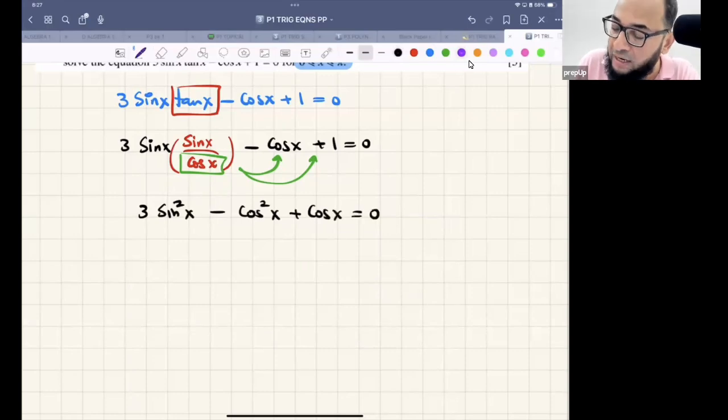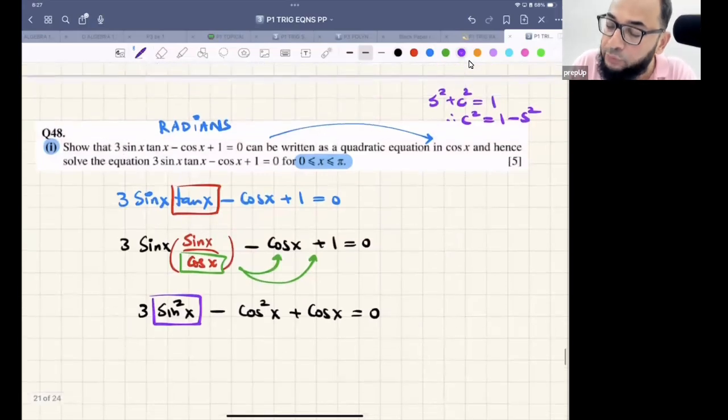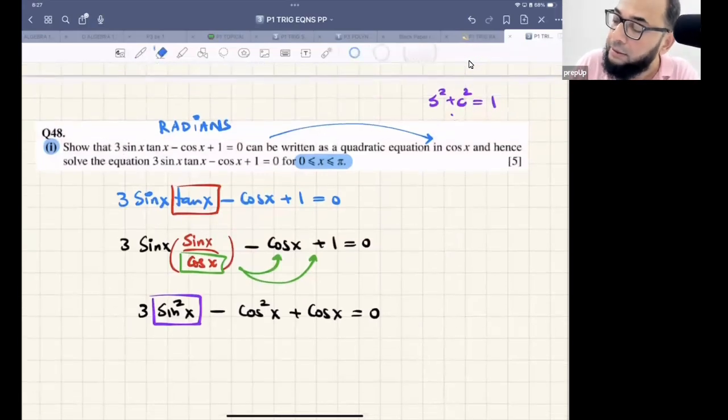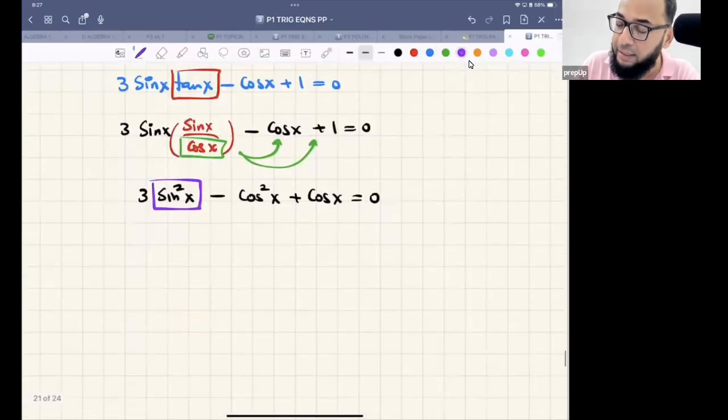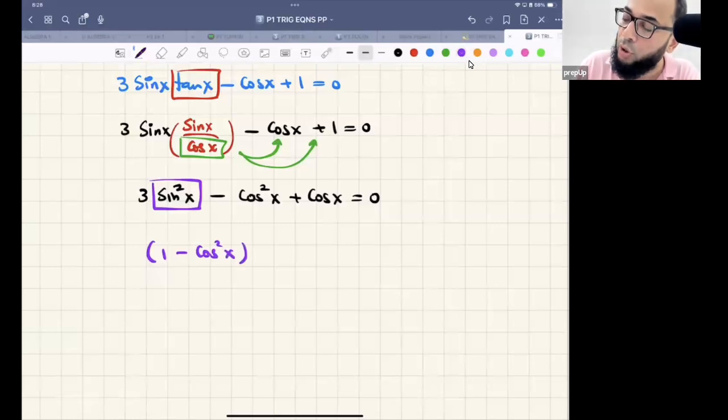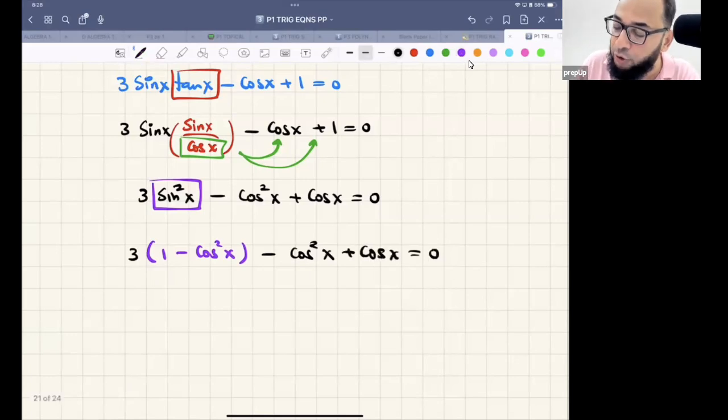We need to convert this thing. Sine square is 1 minus cosine square. So this is 1 minus cosine square x. Now it's all good, all clear. 3 minus cosine square x plus cosine x equals 0.